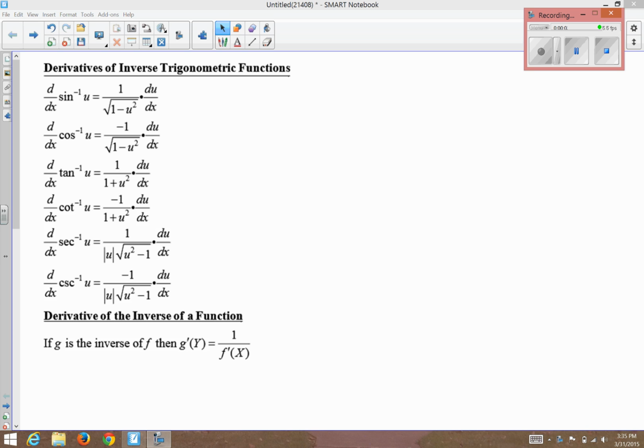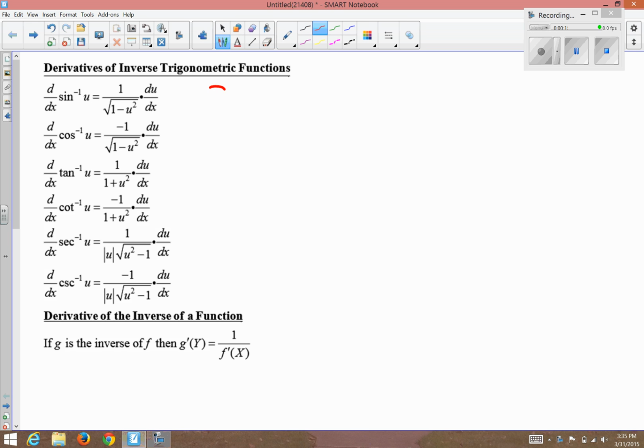Derivatives of inverse functions. Here are 6 formulas for the derivatives of inverse trig functions. And this formula at the bottom is for the derivative of the inverse of any function that has an inverse. We're going to do 3 examples.